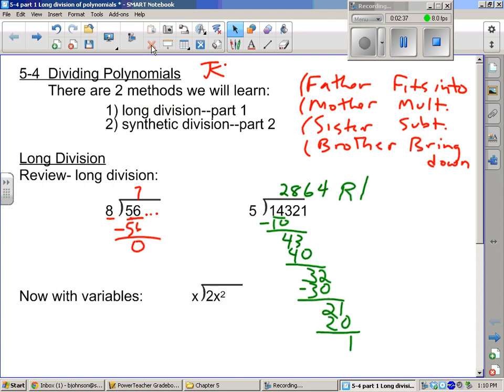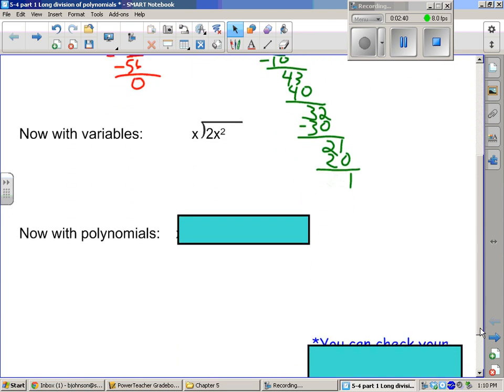Alright, now what if there were variables and not numbers? We're not in 4th grade anymore. No, we're not in Kansas either, Dorothy. We're going to do the same process. You just have to think a little bit differently. Instead of fits into, well, we still want to see how much x fits into this. But to do that, you almost have to think, what do I have to multiply it by? So x times 2x will get us 2x squared. So we're going to multiply 2x times x and subtract, and we get 0. So we're done on that one.